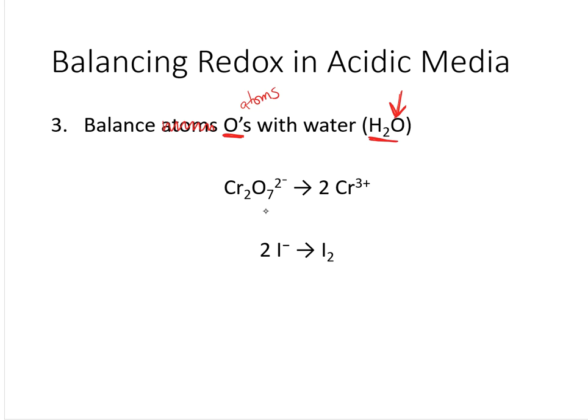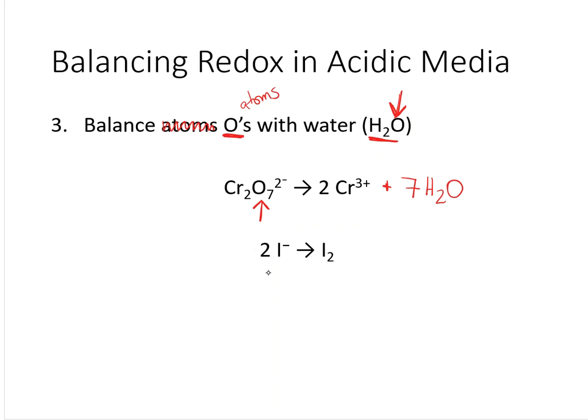Here's our chromium containing compound. It has 7 oxygen atoms in the reactants. We have 0 oxygen atoms over here in the products. So we're going to have to add in 7 waters. The addition of 7 waters means we had 7 oxygens in the reactants. Now we have 7 oxygens in the products. Again, we're not worrying about hydrogens. Chromiums are balanced. Oxygens are balanced. We'll leave hydrogen to the next step.